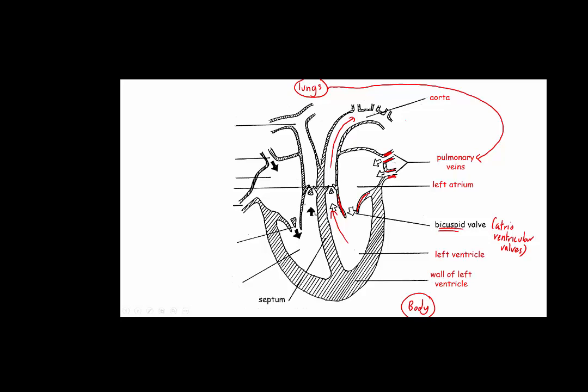Now, as well as that, just on the diagram here, this is the wall of the left ventricle, which we'll come back to later on, and this is the septum, which separates the left and the right hand side of the heart.